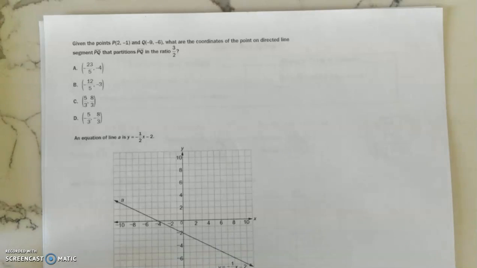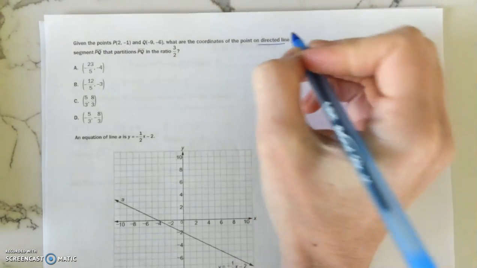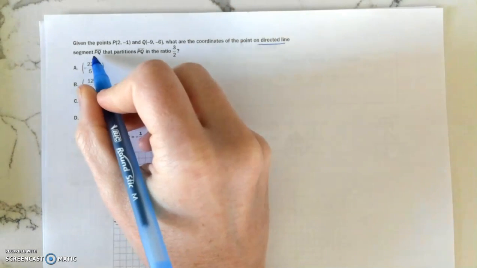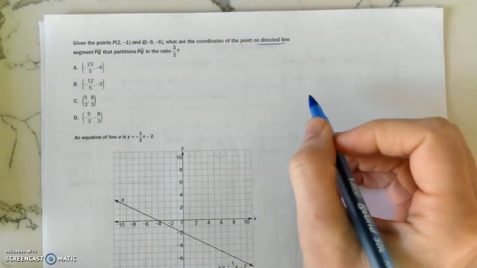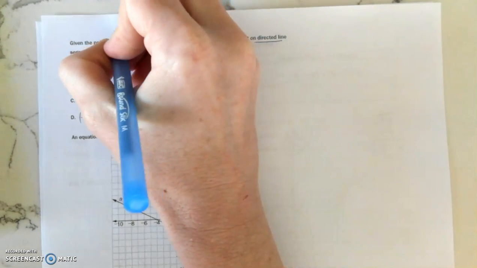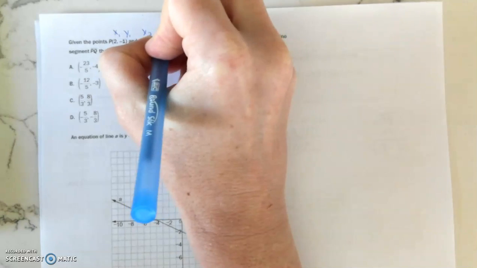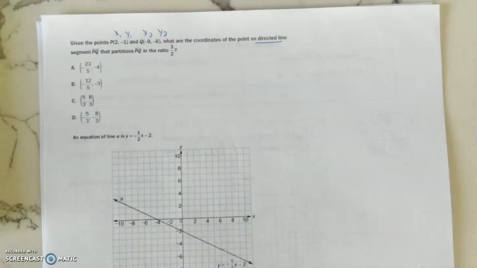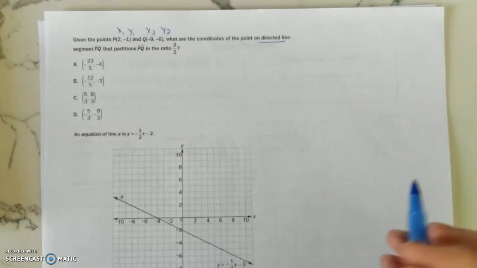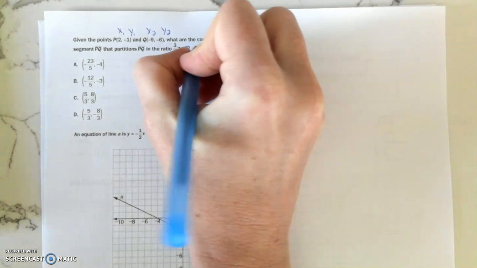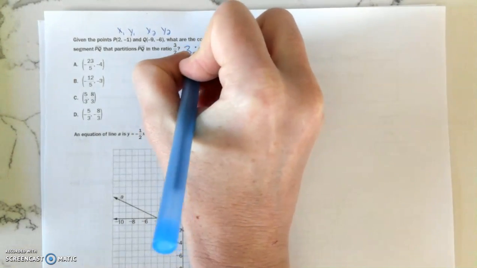Okay, so looking at the problem, we're given the 2 points, P and Q. What are the coordinates of the point on the directed line segment, which means it has a direction and order matters. So P comes first and then Q. So P is our x1, y1, and our Q is our x2, y2, that partitions PQ in a ratio of 3 to 2.